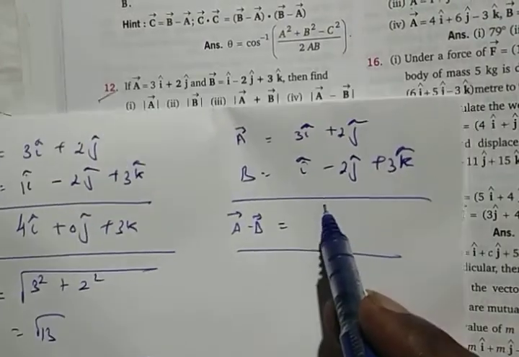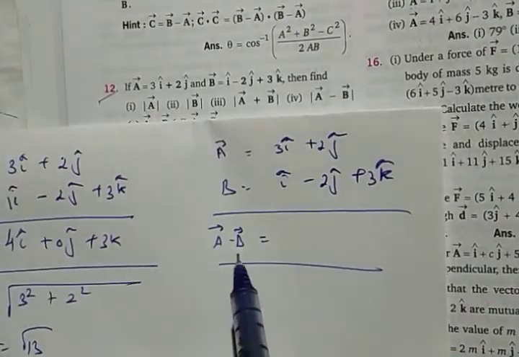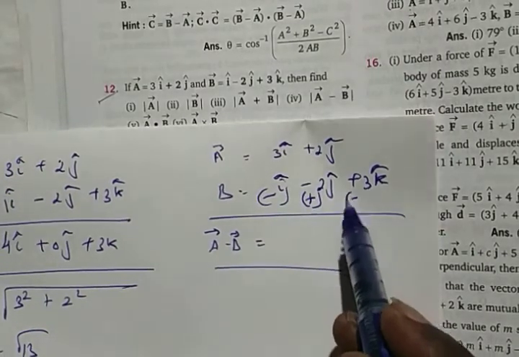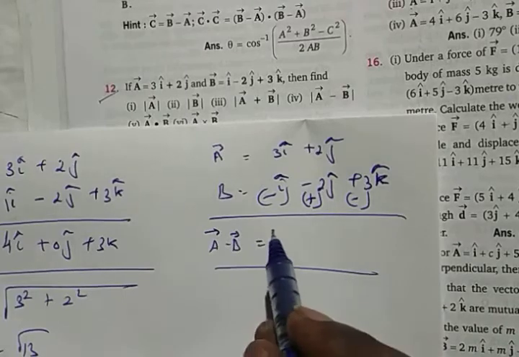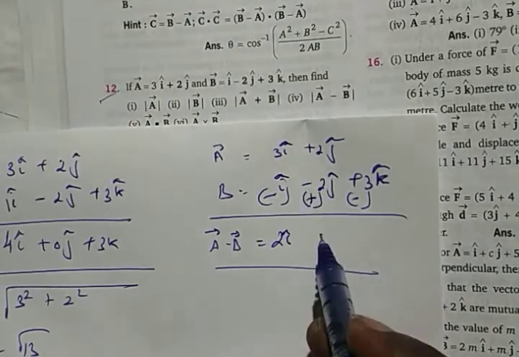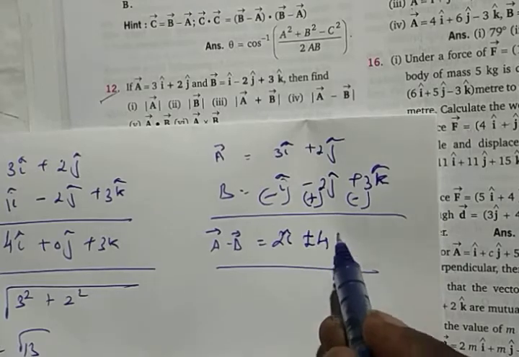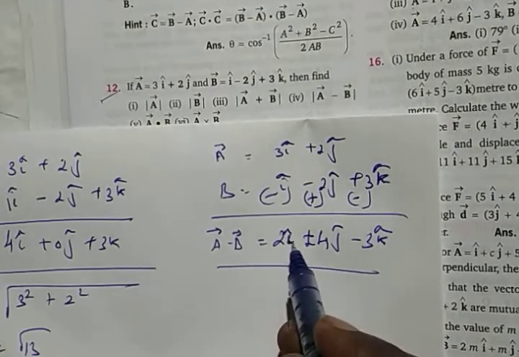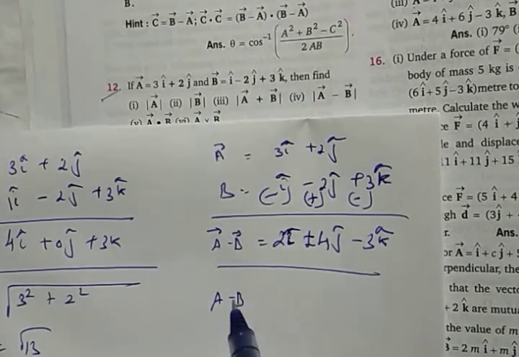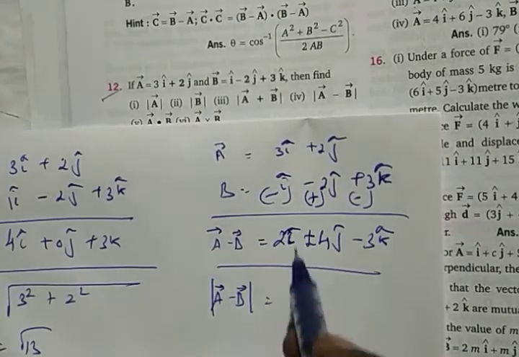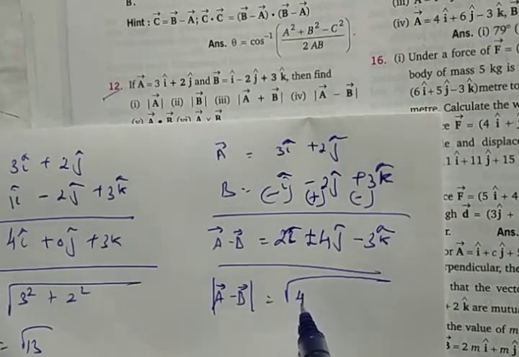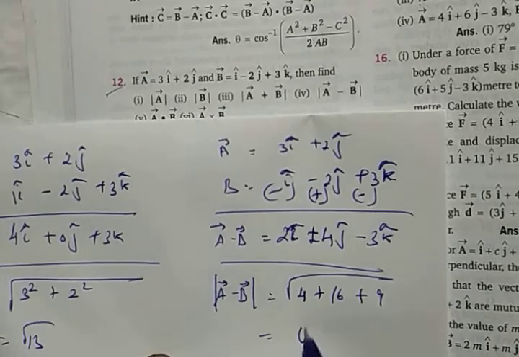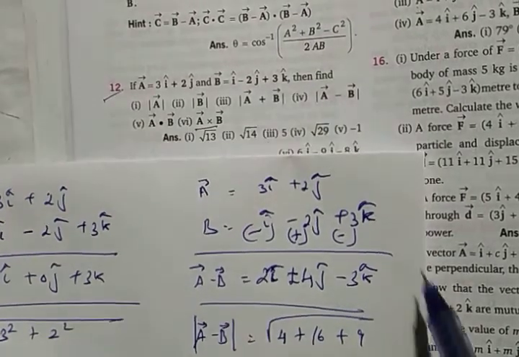Similarly, subtraction, A minus B. Here the sign has to be changed, and then go ahead and do it. So 2 i cap, and here it will be 4 j cap minus 3 k cap. So this is the value. So the magnitude of A minus B is going to be equal to under root of 4 plus 16 plus 9, under root of 29. You will get under root of 29 here.